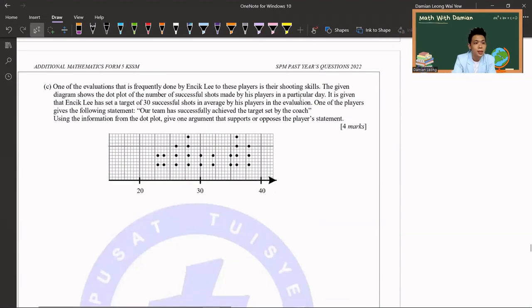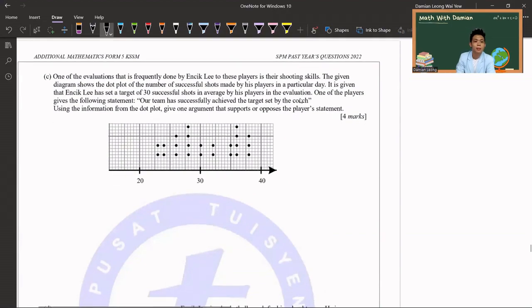then for part C, one of the evaluations that is frequently done by Lee to these players is their shooting skills. The given diagram shows a dot plot of the number of successful shots made by players on a particular day. It is given that Lee has set a target of 30 successful shots on average by his players in the evaluation. One of the players gives the following statement: our team has successfully achieved the target set by the coach. So, using the information from the dot plot, give one argument that supports or opposes the player's statement.